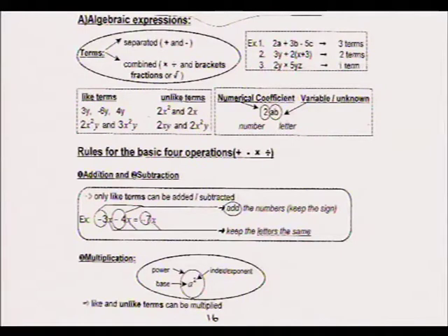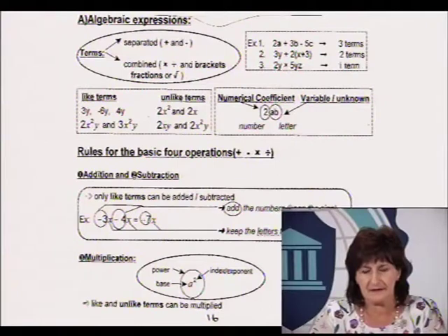All the terms are having y in it. The unlike terms have x squared, for example, and x. That is unlike. The rules for the basic 4 operations. You can add the numbers and you keep the sign. You can keep the letters the same.